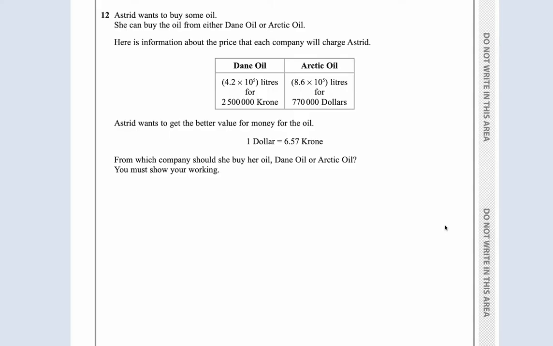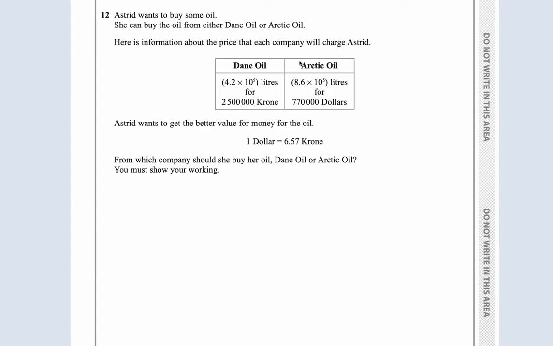Astrid wants to buy some oil. She can buy the oil from either Dane Oil or Arctic Oil. Here's information about the price that each company will charge. Astrid wants to get the better value for money for the oil. $1 is 6.57 krone. From which company should she buy her oil, Dane Oil or Arctic Oil? Okay, so this is like a currency conversion question with some standard form thrown in.